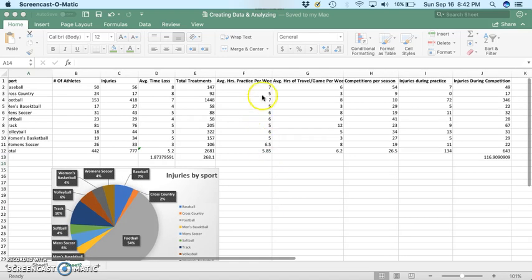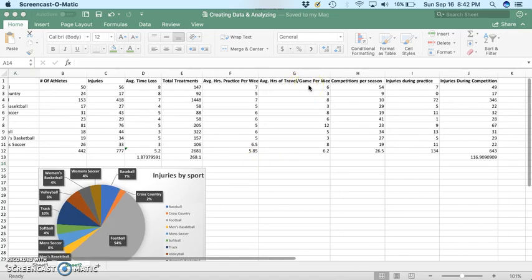Then I went ahead and did an average hour of practice per week by sports team. And this is something that I kind of had to pull on my own, as well as the hours, and I combined the hours of travel and the games per week. So this can include the typical amount or average amount of hours used to travel for a sporting competition, as well as the game and how long that could be.